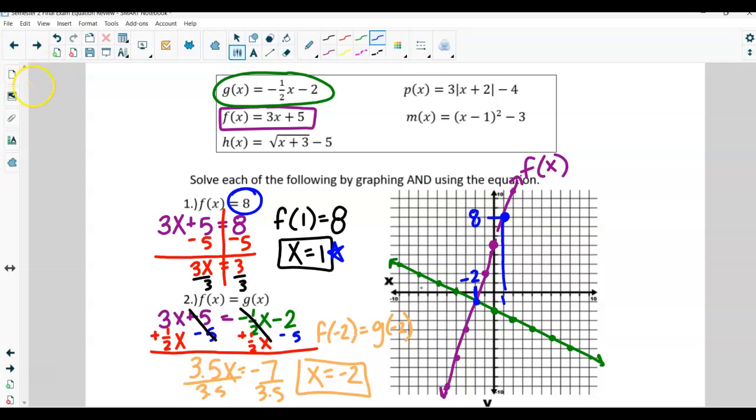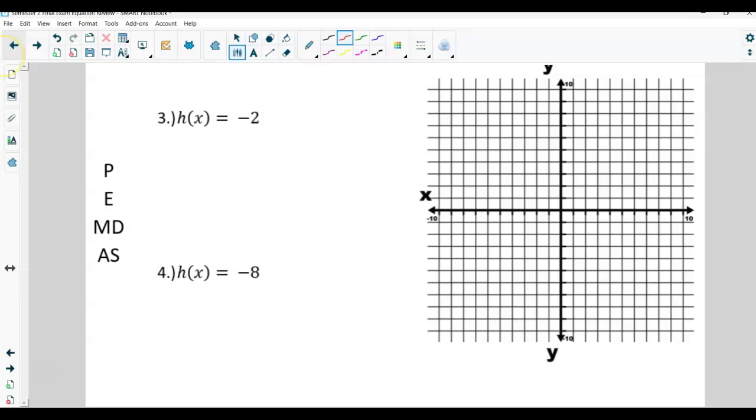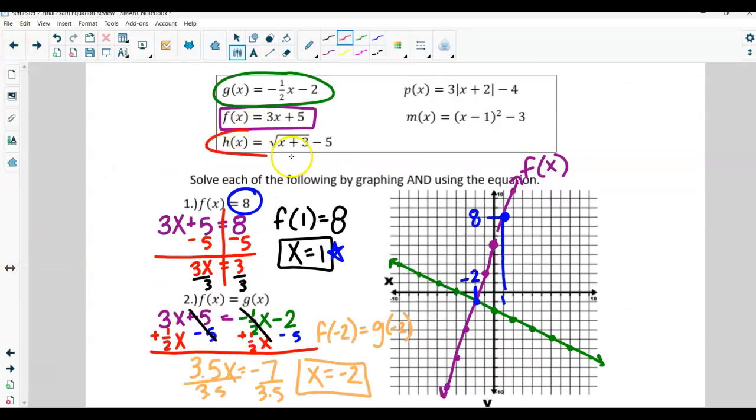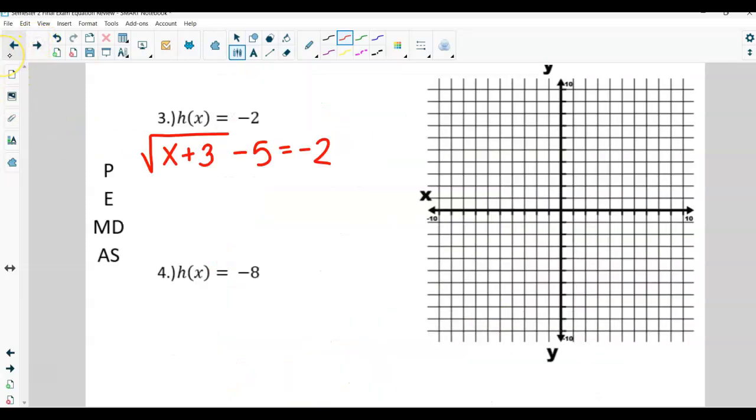Okay, let's see this with another example. Okay, we are moving on to h of x. Well, h of x is the square root of x plus 3 minus 5, and we want that to equal -2. Actually, I just want to double check x plus 3 minus, there we go. All right, so it doesn't matter, you could solve, you could graph, it doesn't matter the order.